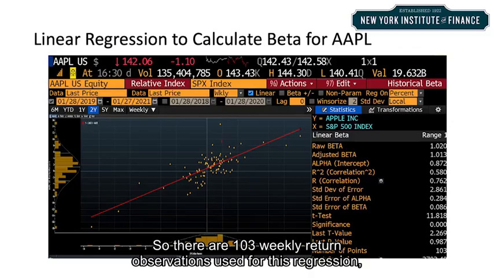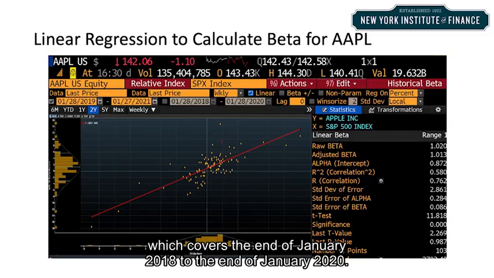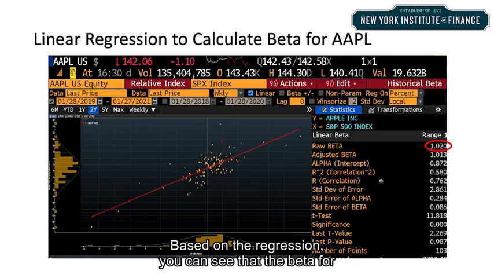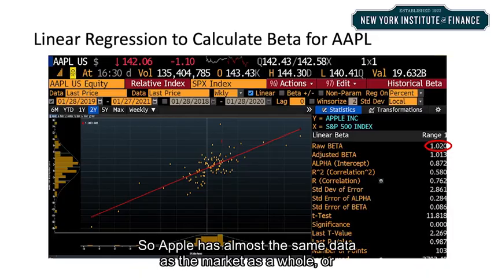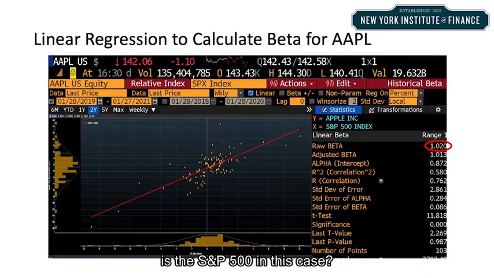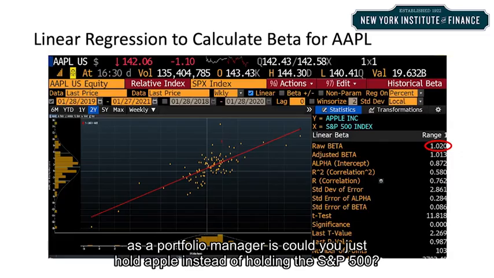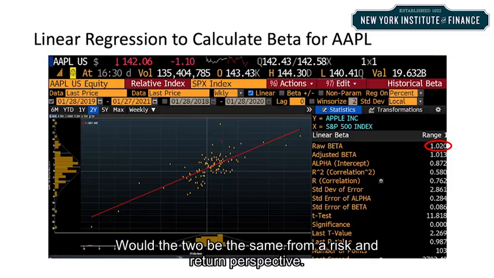So there are 103 weekly return observations used for this regression, which covers the end of January 2018 to the end of January 2020. Based on the regression, you can see that the beta for Apple is 1.02, or very close to 1. So Apple has almost the same beta as the market as a whole, or as the S&P 500 in this case. Now the question is, for you as a risk manager or as a portfolio manager, could you just hold Apple instead of holding the S&P 500? Would the two be the same from a risk and return perspective?